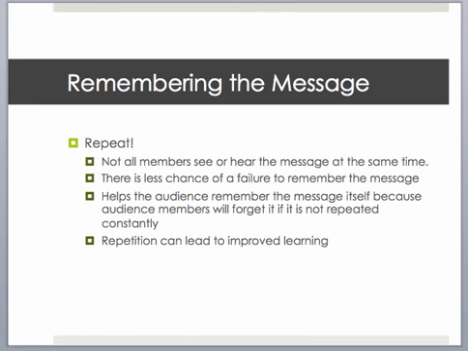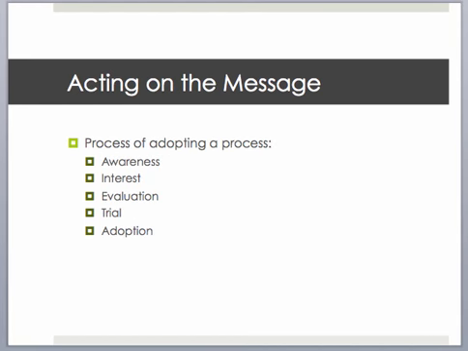Although acting on a message is usually a complex and lengthy process, people usually go through similar states when adopting a process. The process includes awareness, interest, evaluation, trial, and adoption. Awareness is when a person becomes aware of a product. Interest occurs when a person seeks out more information. Evaluation is when a person evaluates the idea or product based on how it does or does not meet a person's needs and wants.